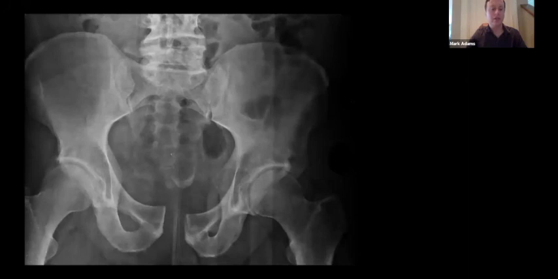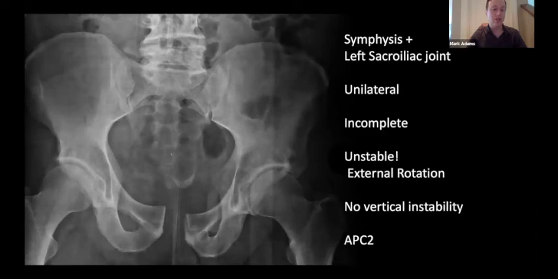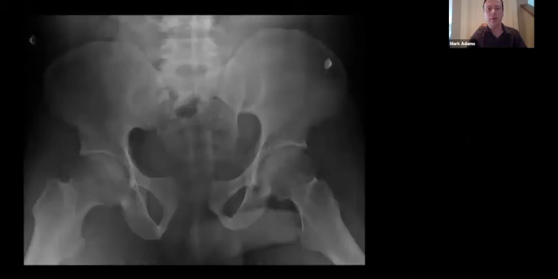Now let's apply these classifications. Here, the anatomic sites of injury are to the symphysis and left sacroiliac joint. It is unilateral, incomplete, unstable in external rotation, and has no vertical instability. For treatment, an internal rotation force is necessary as a reduction maneuver to reverse this deformity. As this is an APC 2, the patient is at risk for bleeding.